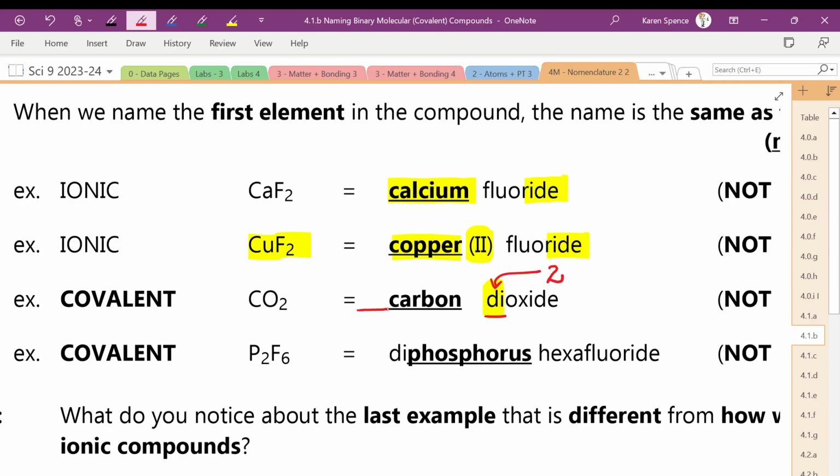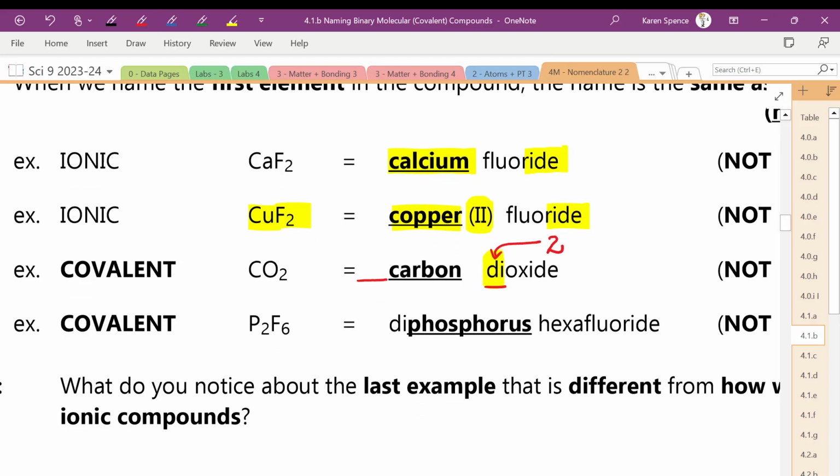Jonah. How do you decide which one goes first, whichever one is further left on the periodic table? Left and down? Okay. The further up and right you go, those will be second.